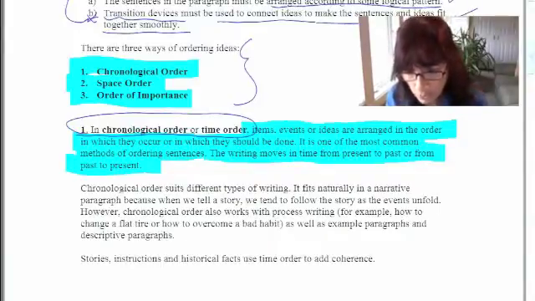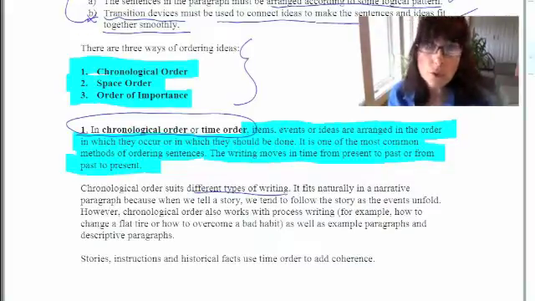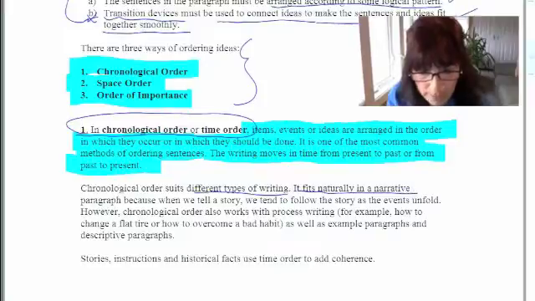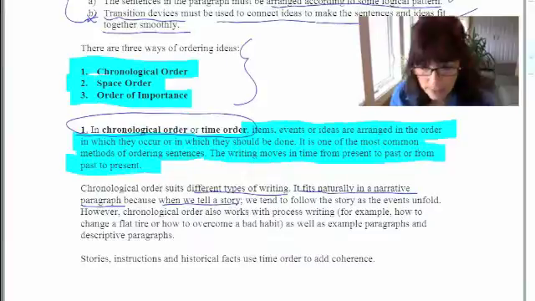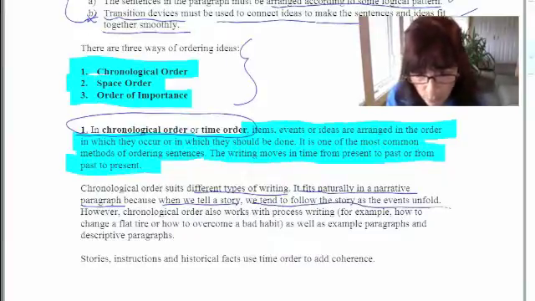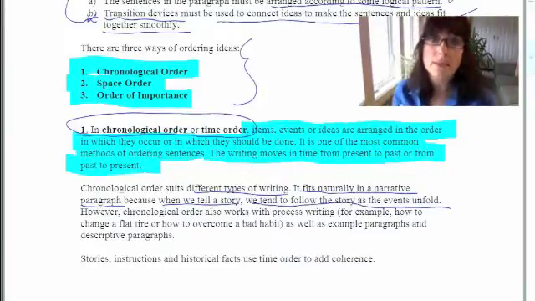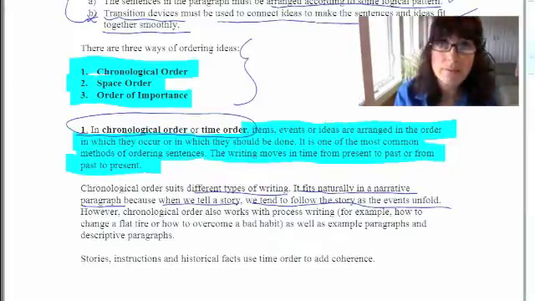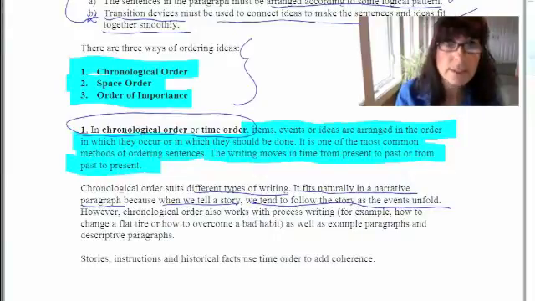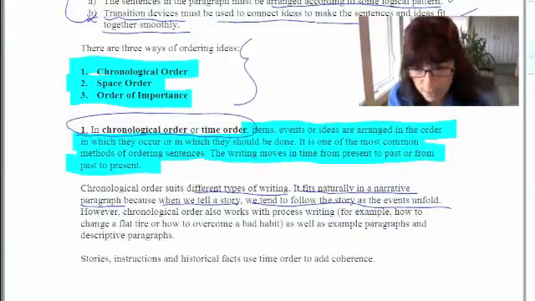Now, chronological order suits different types of writing. So how do you know when you should use chronological order? Well, it fits very naturally in a narrative paragraph. A narrative paragraph is a paragraph that tells a story. So when we tell a story, we tend to follow the story as the events are unfolding. So this is a good method to use chronological order as you're telling the events. First this happened, the next thing that happened, following this, that's the next point that you want to raise. So it's great if you're telling a story for narrative.